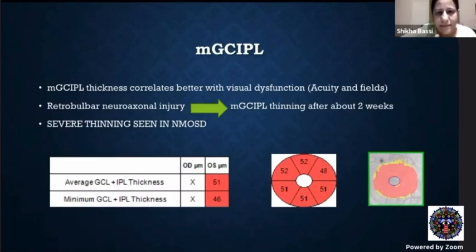Now let's see about the macular GC-IPL layer thickness analysis. What does it tell in optic neuritis? It correlates well with the visual function in terms of the visual acuity and fields. But it takes around 2 weeks to develop this thinness in this layer. That means if the patient has had an acute attack, RNFL thickness increases, but nothing happens in this layer. It takes 2 weeks for anything to happen in this layer. And severe thinning is seen in patients with optic neuritis associated with NMOSD, as seen in this case.